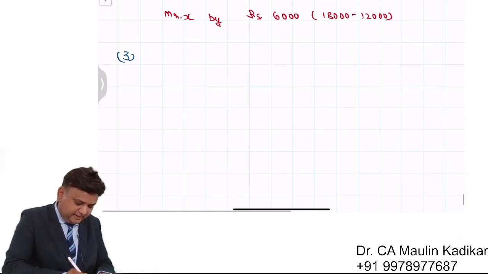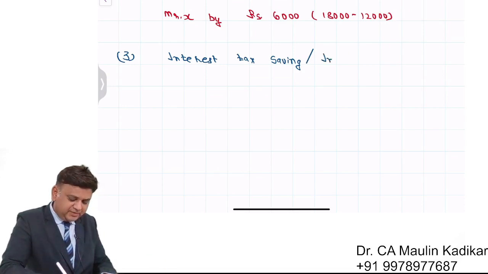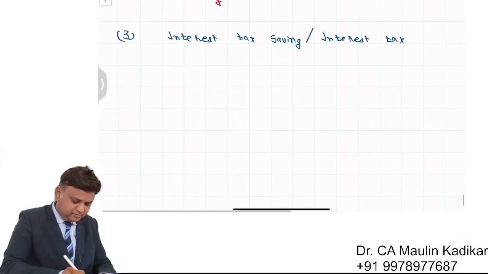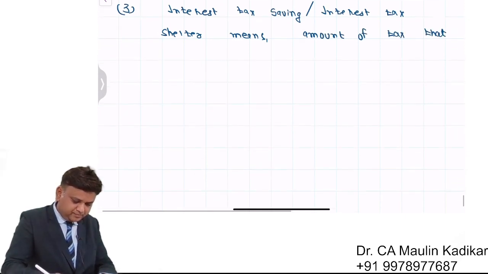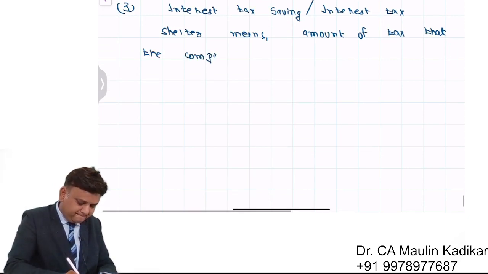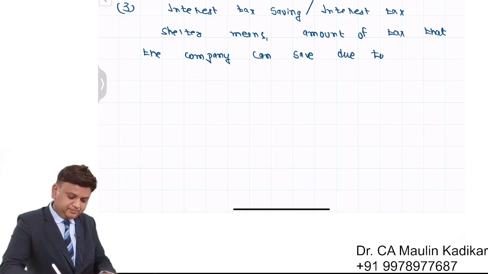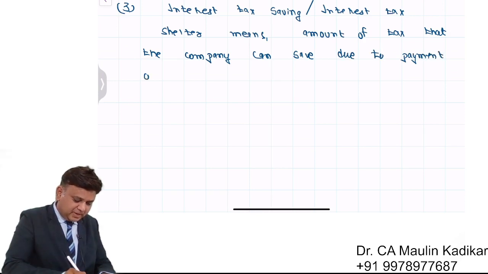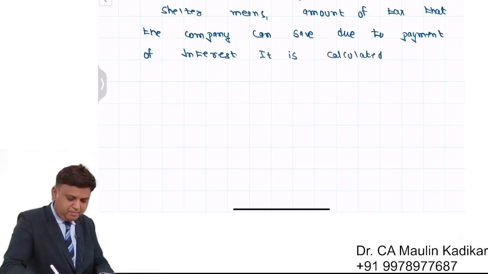I request all of you to write an answer along with me. Interest tax saving / interest tax shelter means amount of tax that the company can save due to payment of interest. Full stop. It is calculated as under.